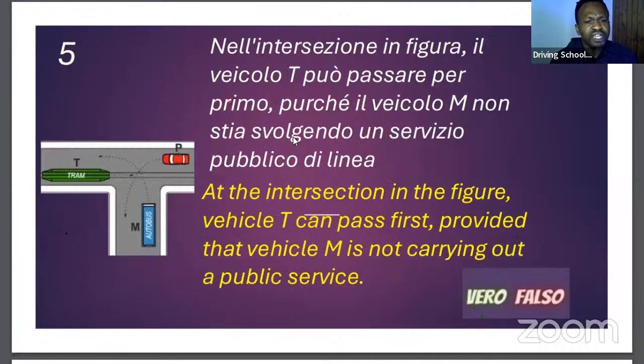Then number 5 said, nell'intersezione in figura, il veicolo T può passare per primo purché il veicolo M non stia svolgendo un servizio pubblico di linea. At the intersection in the figure, vehicle T can pass first, provided that vehicle M is not carrying out a public service. What is our response to this question? 0 or fast?